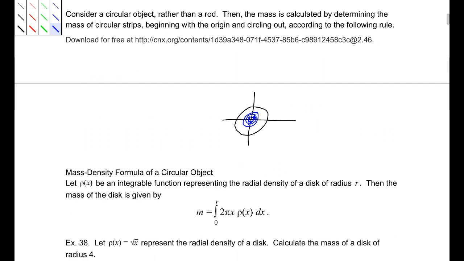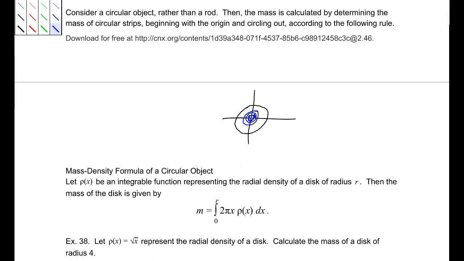The formula is going to come from a Riemann sum that we could write together. The mass density formula for a circular object: if rho of x is an integrable function representing the radial density, so the density based on the radius, of a disk of radius r, then the mass of the disk is the integral from 0 to r, that radius of the disk, of 2 pi x rho of x.